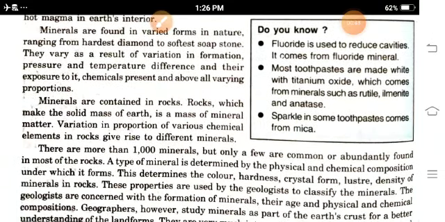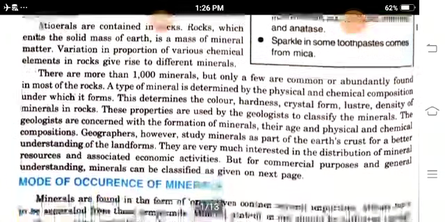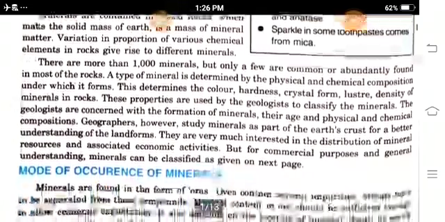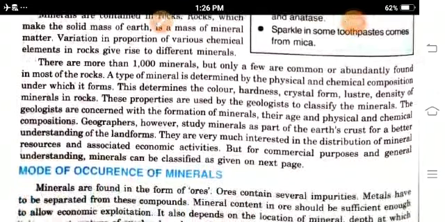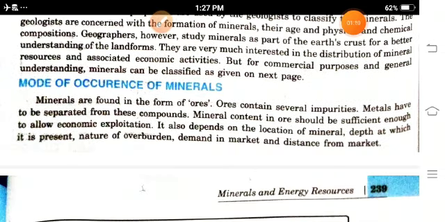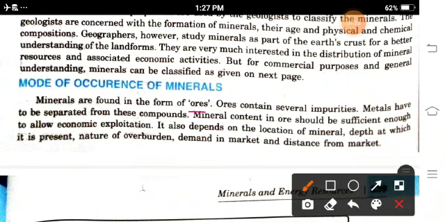Minerals are found in varied forms in nature. Minerals have different properties, with different physical and chemical composition. Some minerals differ in color, hardness, crystal form, luster, and density in rocks. The raw materials of the minerals are known as ores.